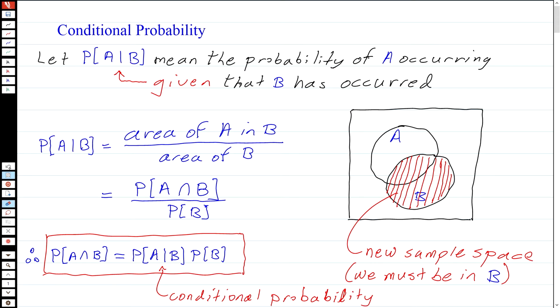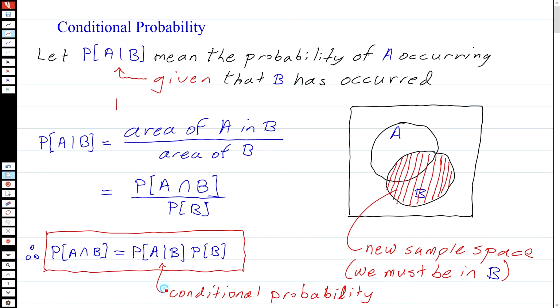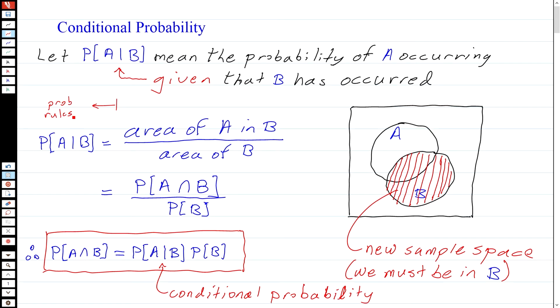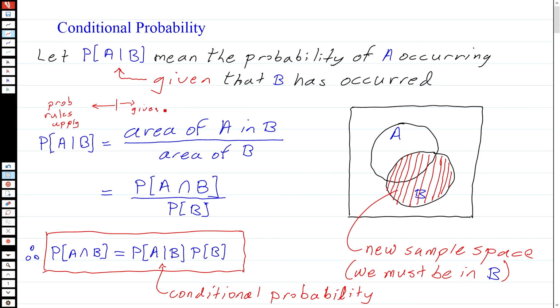Basically that means that on this side of the vertical bar, our probability rules govern or apply. And the other side is just given information, background information. So as far as the rules are concerned, you only have to worry about what's going on to the left of that vertical bar. Everything on the right of that vertical bar is just information to inform the probability calculation.